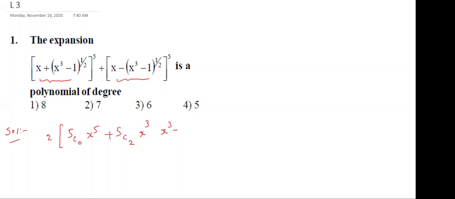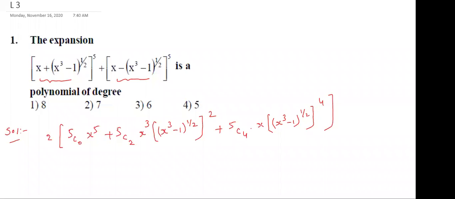(x³ − 1)^(1/2) whole squared. After 5C2, what will come, students? 5C4 into x^(5−4), that is x, into ((x³ − 1)^(1/2))^4. This is the total expansion after cancelling the terms.